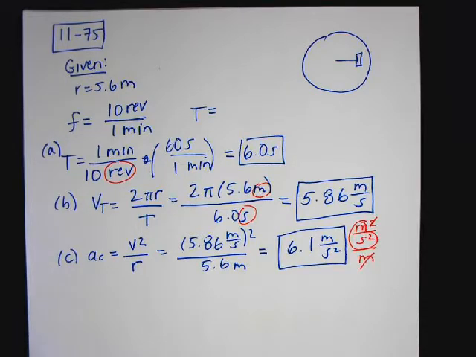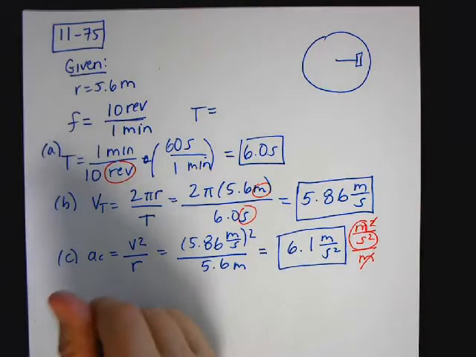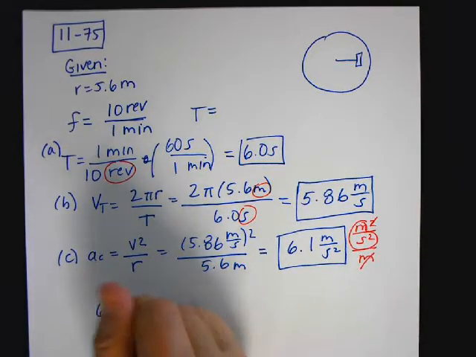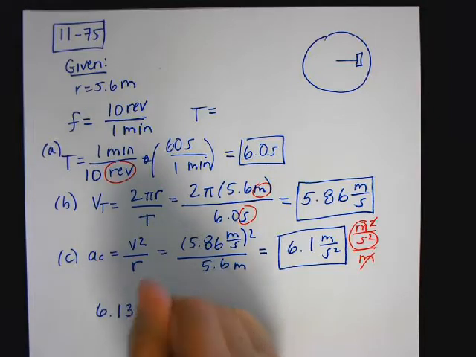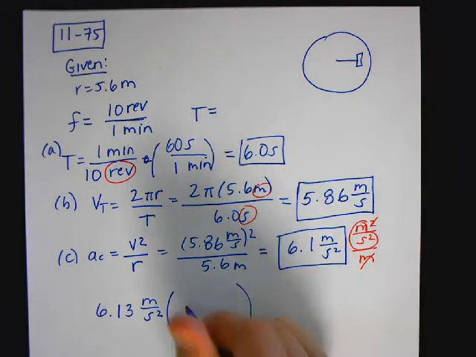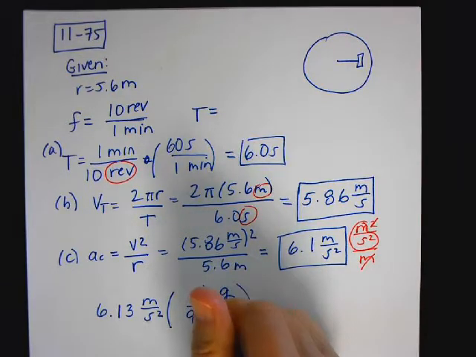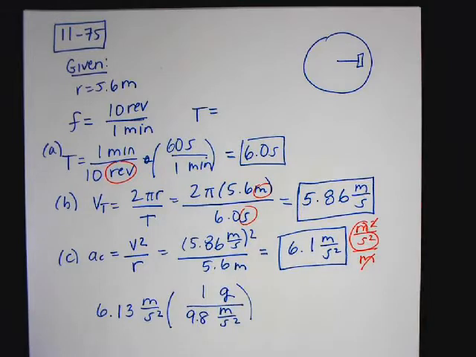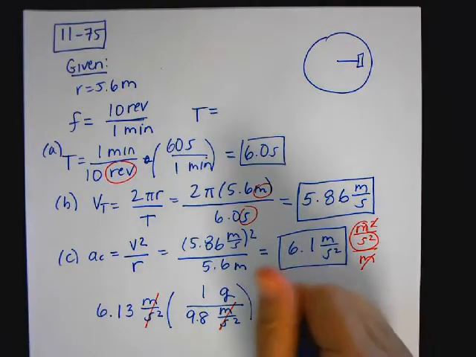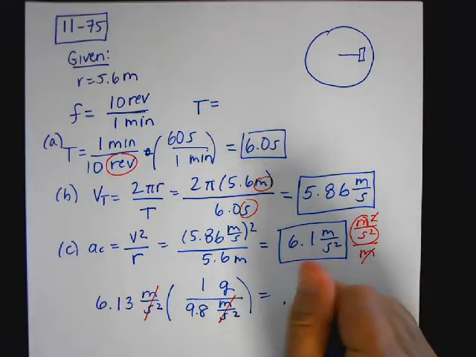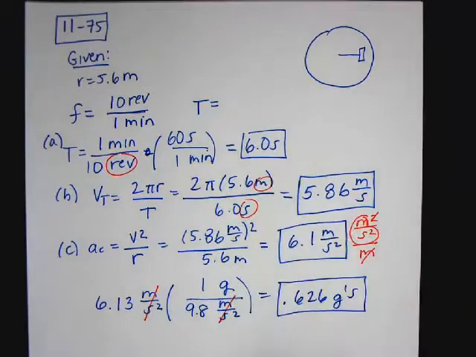Now we want to know the number of g's. This was 6.1 meters per second squared. Our conversion factor is: 1 g is 9.8 meters per second squared. So this cancels with that, and that'll give us the number of g's. So 6.13 divided by 9.8 comes out to be 0.626 g's. And that's it.